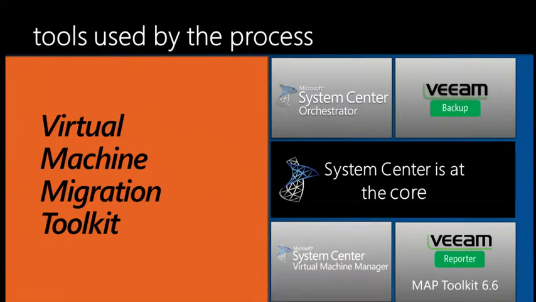And what makes all that move through the process is Orchestrator. Orchestrator is making sure that once the data is there, the Veeam backup finishes, and then we move to the next step, and we move to the next step, and so on. So in the end, this is all around System Center, and it's at the core of all that.